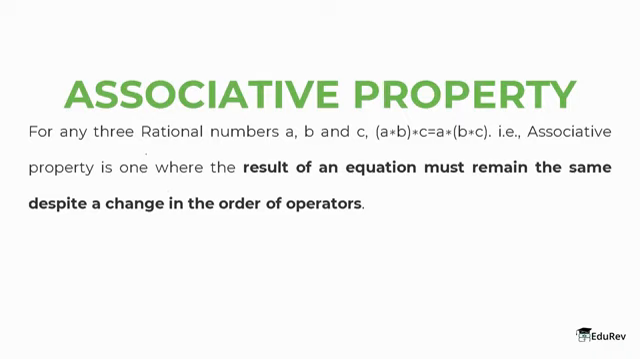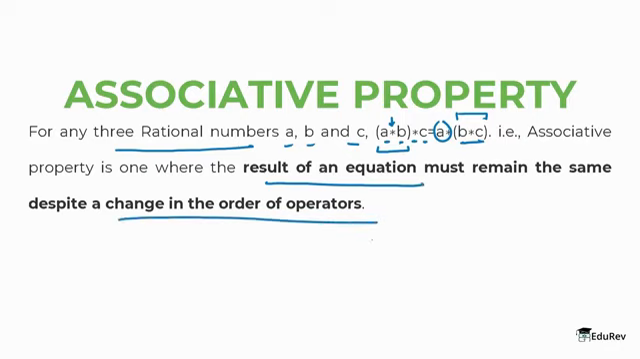The associative property says that for any three rational numbers A, B and C, A having some operation with B, and this whole thing combined having an operation with C, will be equivalent to B having an operation with C, and this combined having an operation with A. That means the associative property is one where the result of an equation must remain the same despite the change in grouping of the operators. So let's see how this functions, and let's take an example.